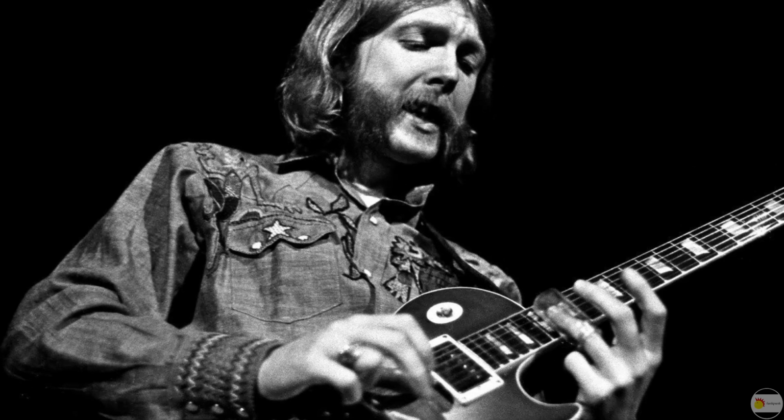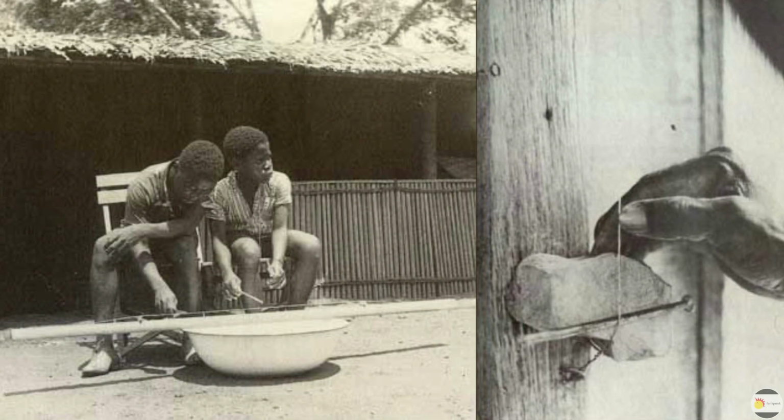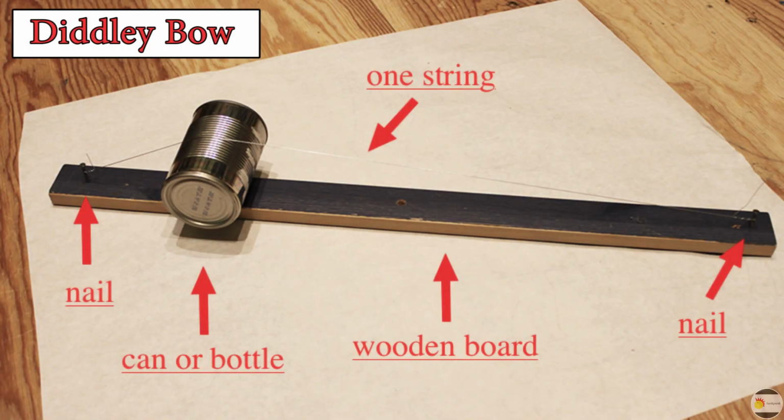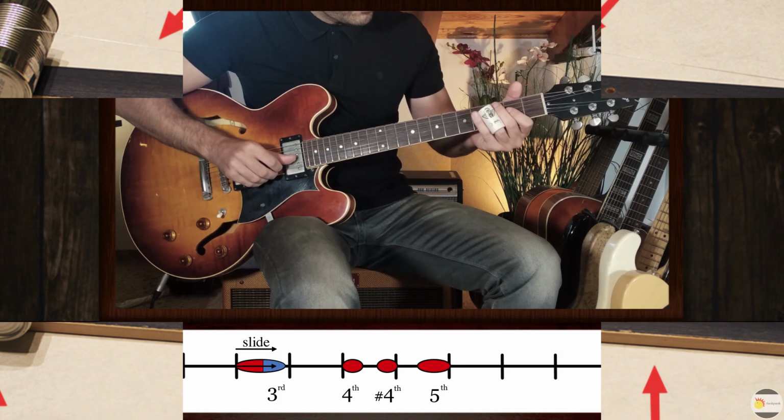This technique can be traced back to African traditions, like the playing of monochord zithers in West and Central Africa. During slavery, these instruments evolved into the diddley bow, a homemade single-stringed instrument which became the first guitar of many blues legends.